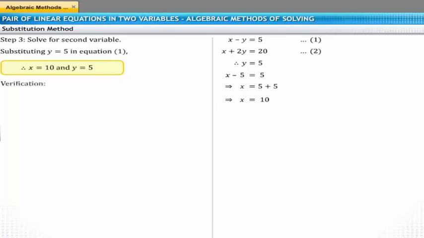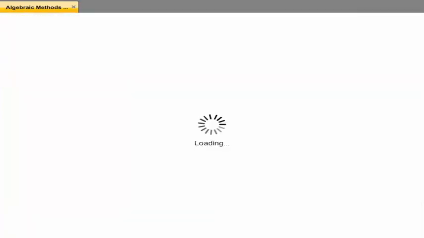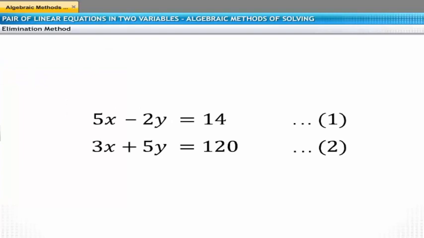The solution can be verified by substituting the values of x and y in both the equations. Let's check this out. In equations 1 and 2, substituting x is equal to 10 and y is equal to 5, we can see that both the equations are satisfied. Next, we'll learn another algebraic method, the elimination method, to solve a pair of linear equations. The elimination method, as the name suggests, involves elimination of one variable by equating the coefficients of that variable in both the equations.